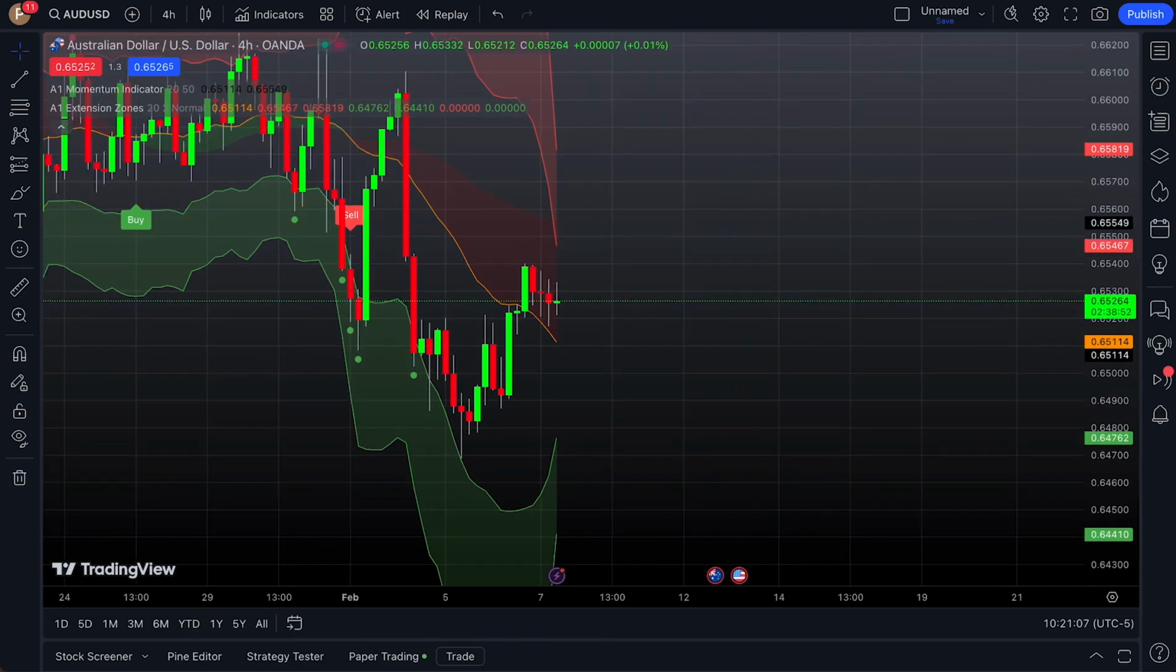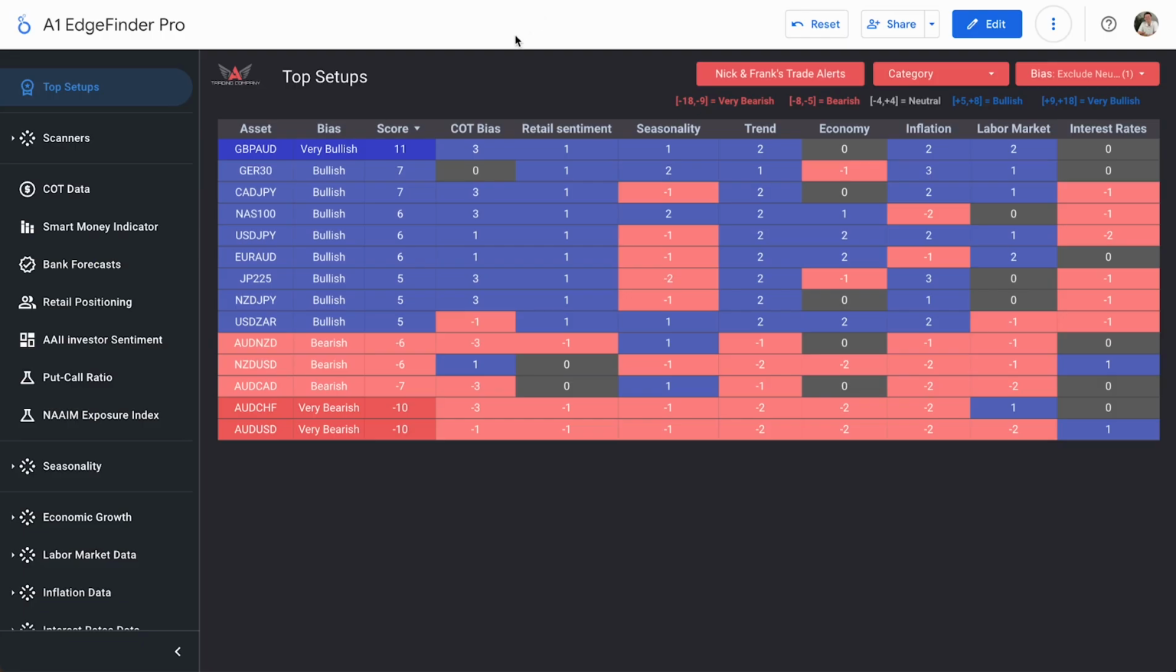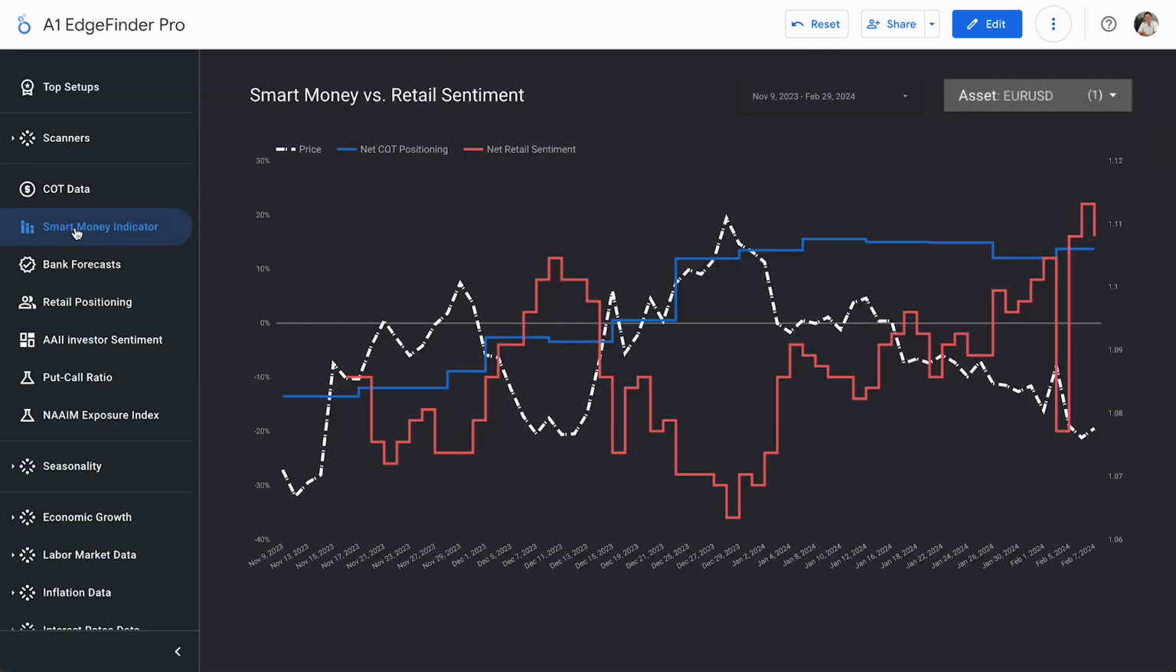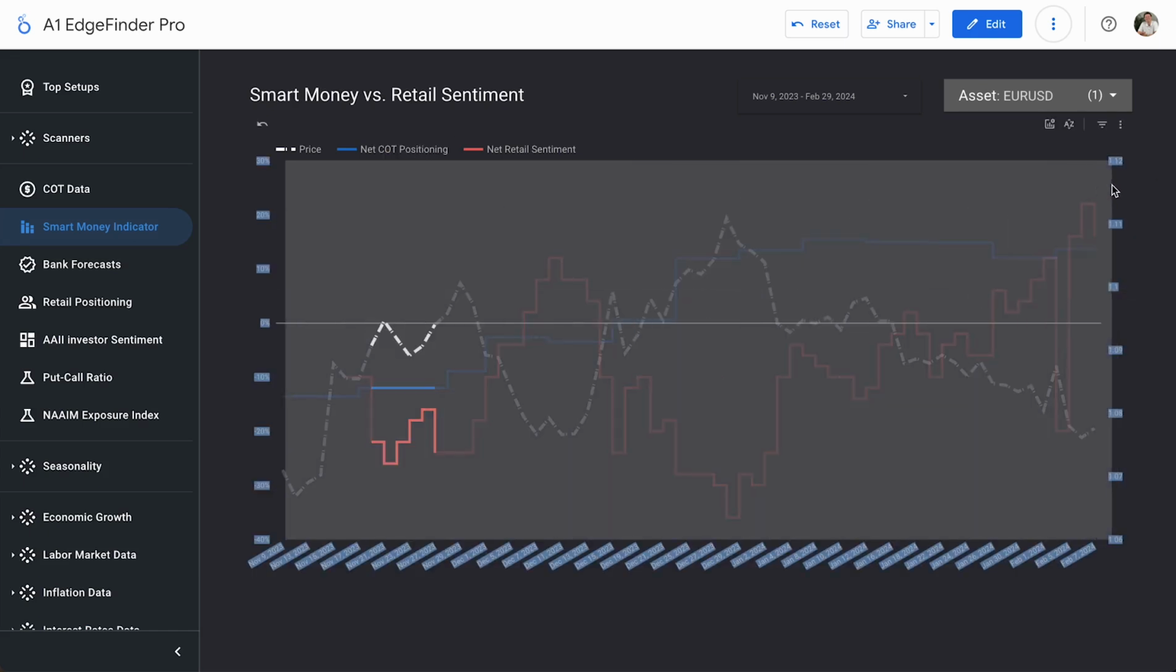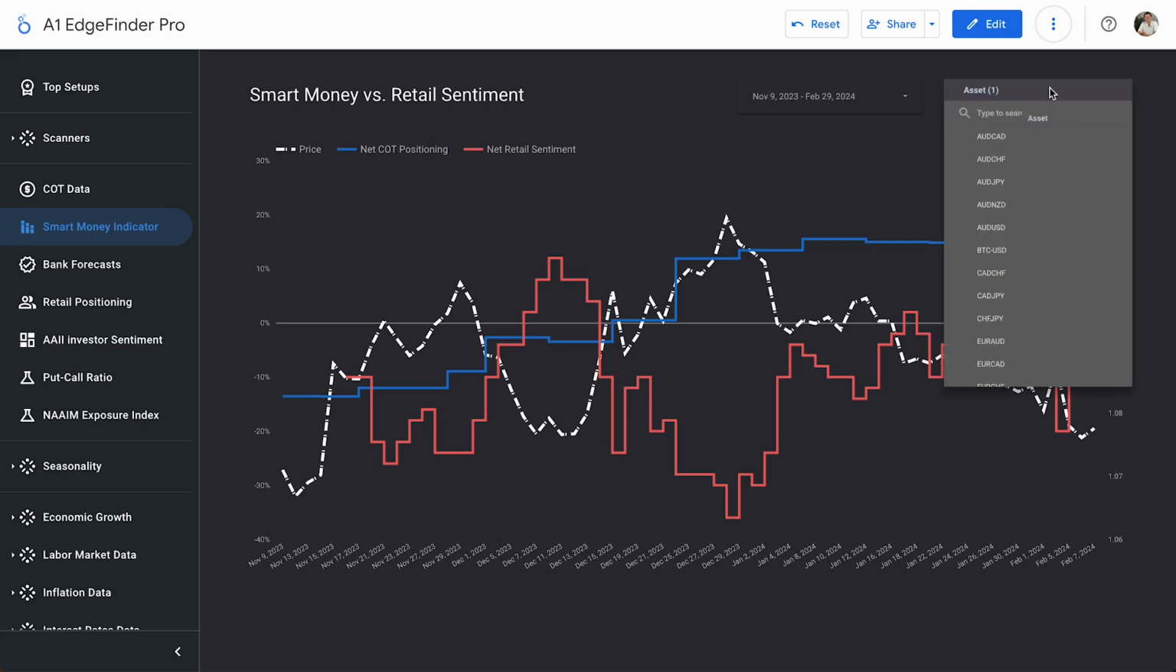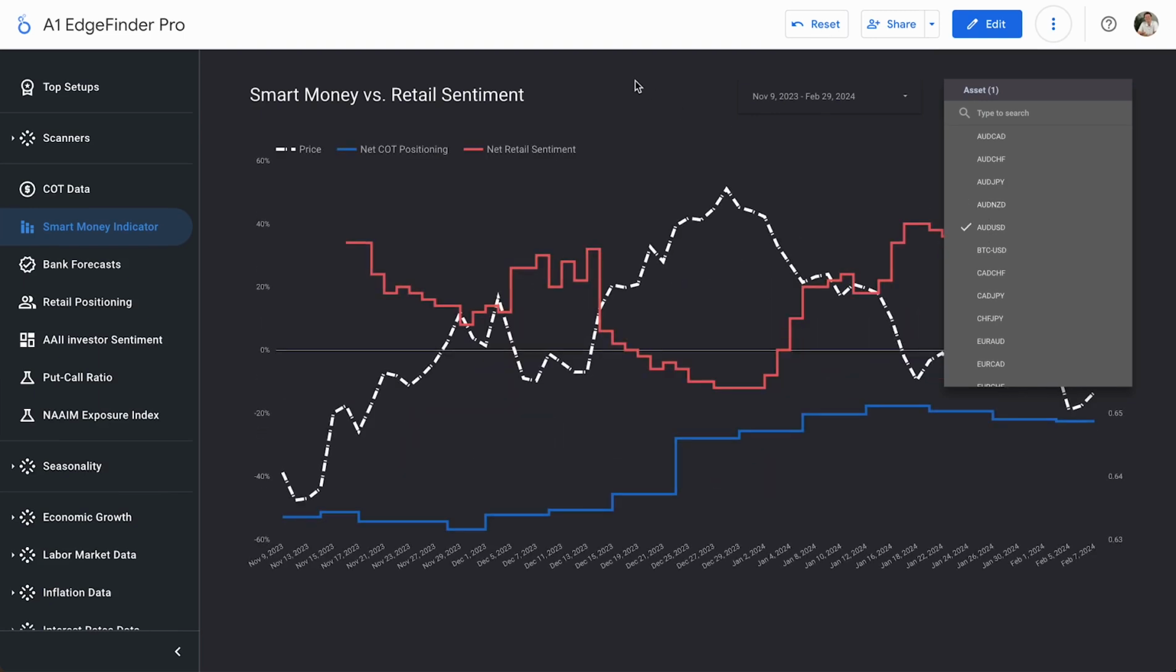But let's go ahead and break it down with one of my favorite tools in the Edge Finder, one of our newest tools actually too, and that's the Smart Money Indicator. The Smart Money Indicator is a really cool tool because it features two of our Edge Finder tabs. It's our COT data tab as well as our retail positioning tab, paired together in one. So we're looking at COT positioning as well as retail positioning on any given asset that we track here in the Edge Finder. So I'm going to find AUD USD right here.